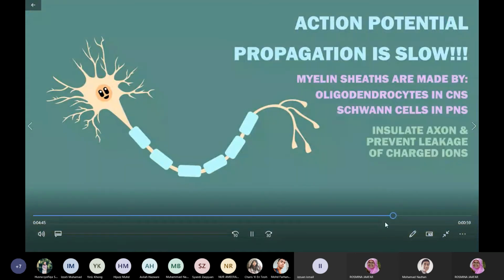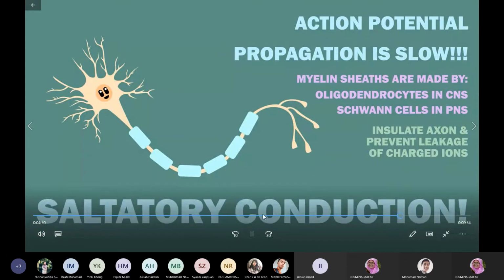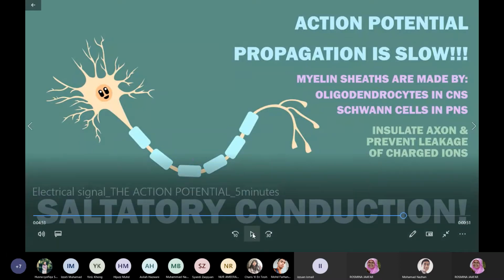The conduction of the action potential in a nerve cell is always saltatory conduction, whereby saltatory means fast movement, fast because of jumping of the charges, because the charges only enter through the node of Ranvier, which is the opening of the nerve cell. This nerve cell is covered with the myelin sheath. The name of the myelin sheath cell is oligodendrocyte.